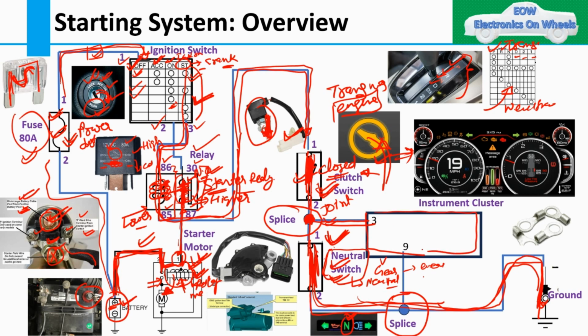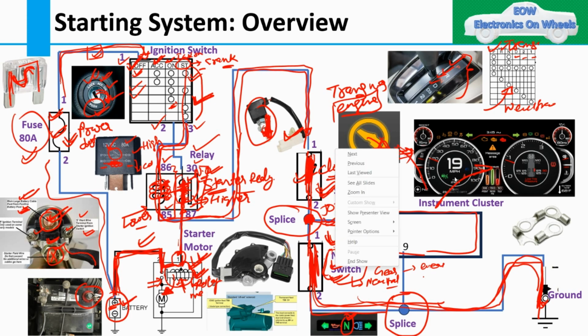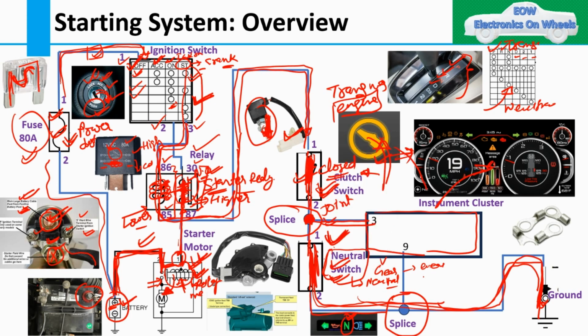So it will tell the instrument cluster whether your clutch switch is engaged or not. Okay, if it is coming on the cluster, then you have to check whether your clutch is pressed or not. Similar to the neutral switch, if your vehicle is in neutral position, then the instrument cluster needs to indicate whether your vehicle is in neutral or not.